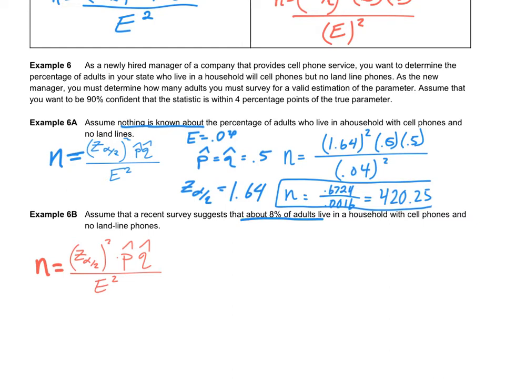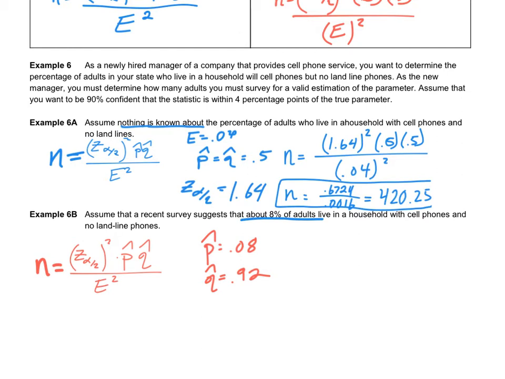So I know that my p hat has a value. My p hat is going to be roughly 0.08. And I know that my q hat must be the complement of that, at 0.92. Then just substituting in everything else from the formula, my z alpha over 2 value is the same.